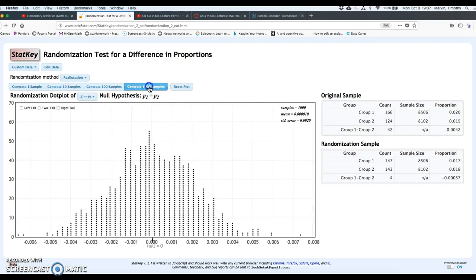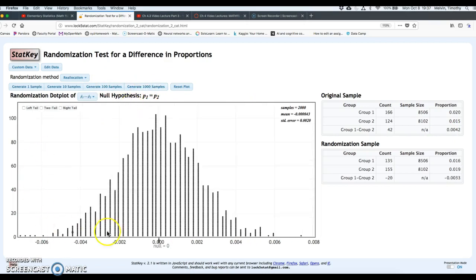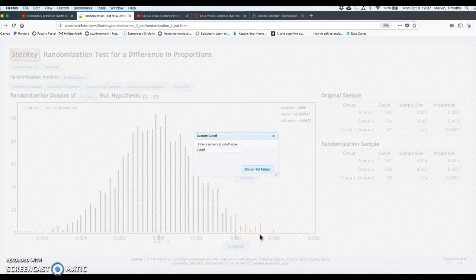I'm going to generate, let's say, 2,000 samples. So we have a sampling distribution. And we want to know what is the probability of getting data like this or more extreme. I'm going to click on right tail. This is a right tail test because we're only looking at this positive side. And I want to change this number down here to 0.0042.